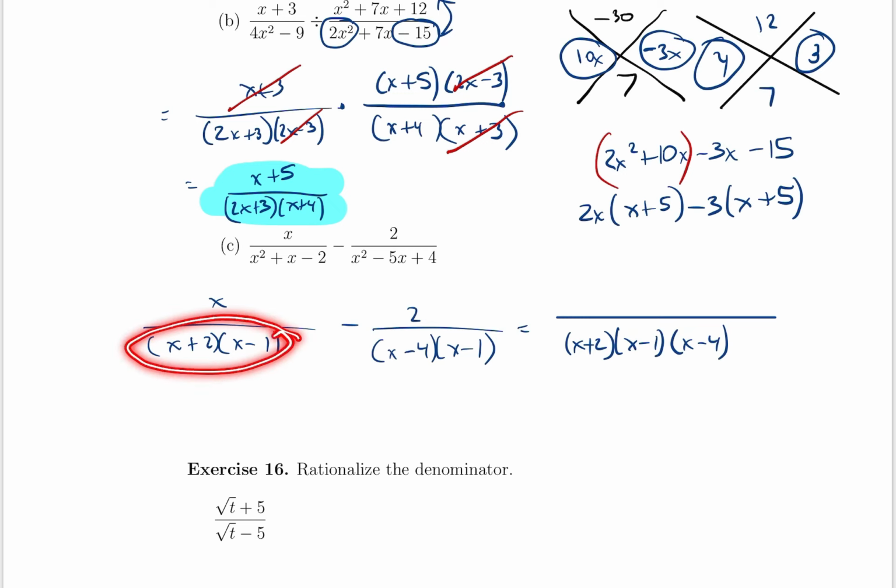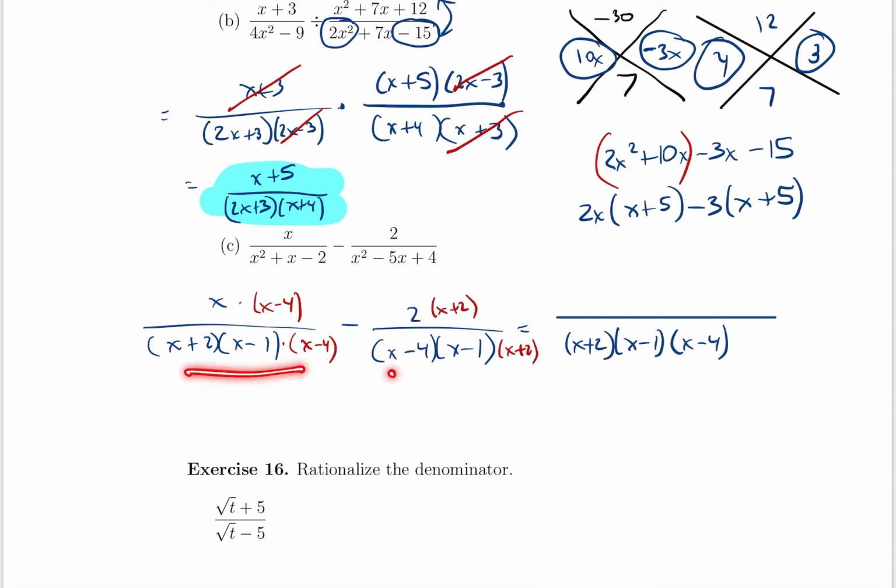All right, then you look over here and you ask yourself, which factor is missing from my LCD? Well, it looks like you're missing the x minus 4. So that's what we have to multiply top and bottom of. So times x minus 4, top and bottom. And you do the same thing to the other fraction. You ask yourself what's missing, and it looks like it's x plus 2. So x plus 2, top and bottom.